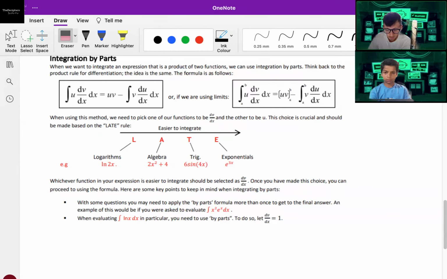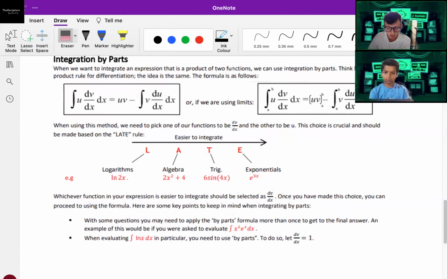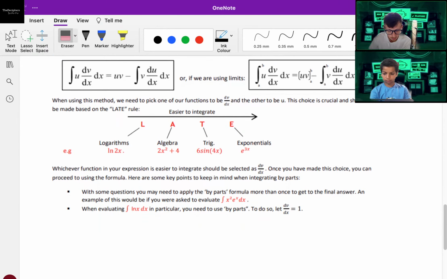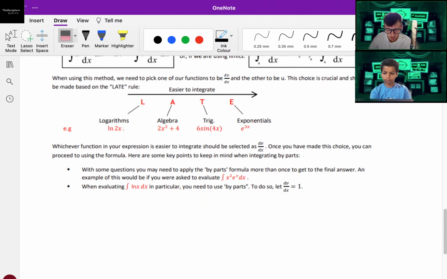Okay, so once you have made the choice, you can proceed to using the formula. Here are some key points to keep in mind when integrating by parts. With some questions, you may apply the by parts formula more than once to get the final answer. An example would be if you were asked to evaluate the integral of x squared times e to the x, you need to use by parts twice.